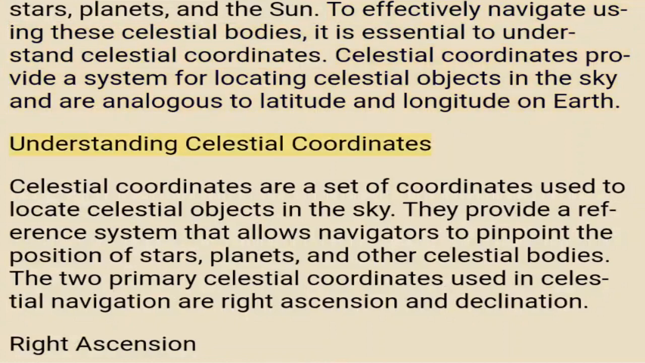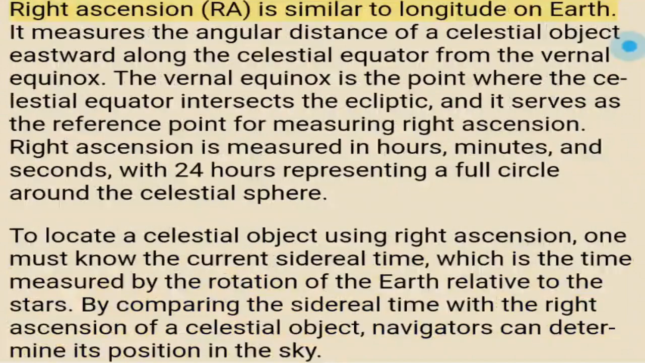Understanding celestial coordinates. Celestial coordinates are a set of coordinates used to locate celestial objects in the sky. They provide a reference system that allows navigators to pinpoint the position of stars, planets, and other celestial bodies. The two primary celestial coordinates used in celestial navigation are right ascension and declination.